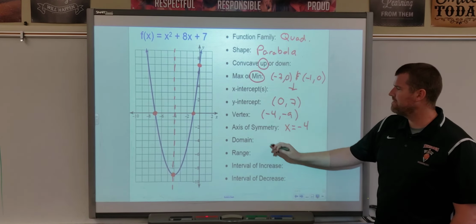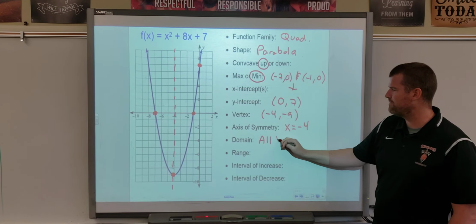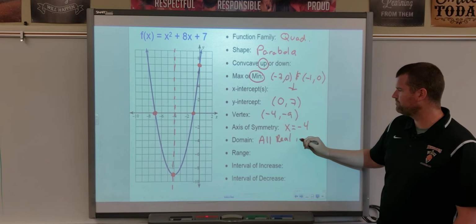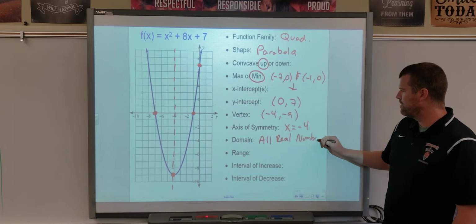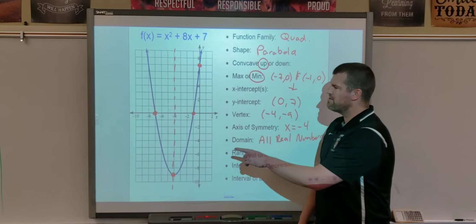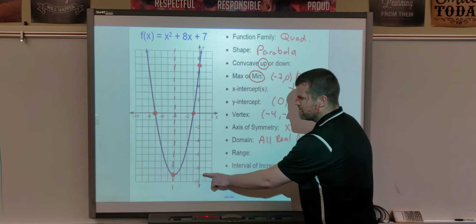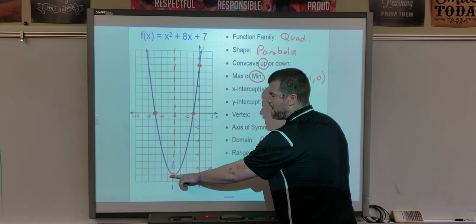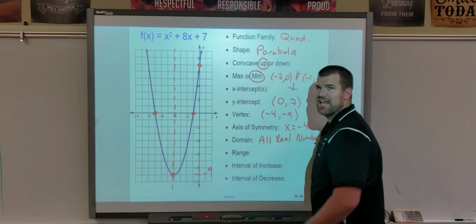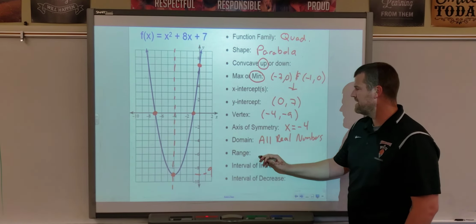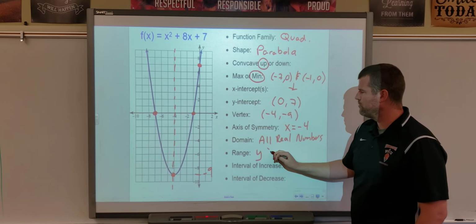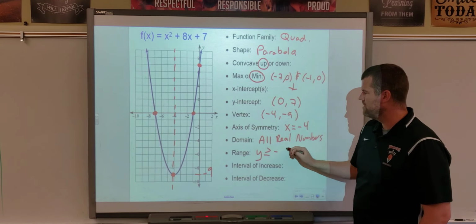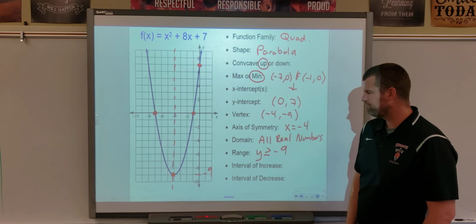Our domain, still all real numbers, because the graph goes forever left and right. But our range, the lowest our graph goes is right here, which is a y value of negative 9. So every y value on this graph is going to be negative 9 or above. So we could say that the y values will all be greater than or equal to negative 9.